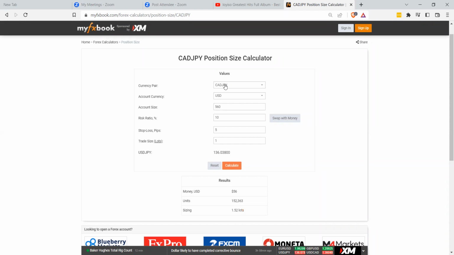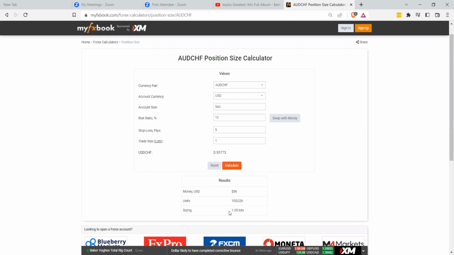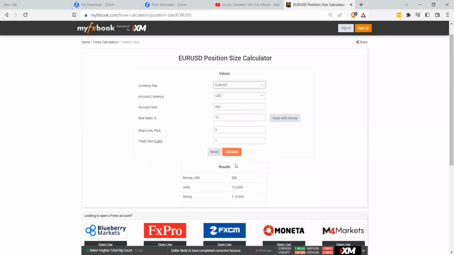If you change the currency pair, for example, this is CAD JPY, right? CAD JPY is giving us 1.52. If you change the currency to, let's say, AUD CHF, for example, click on calculate. You see it has changed from 1.52 to 1.05. All right. So if you use different currency pairs, it will give you different values. If you are trading Euro USD, okay, you can see it's now 1.12. If your stop loss is higher, let's say your stop loss is now 20 pips, it's going to change. It's now 0.28. All right. So you just want to input all of those details according to your trading entry, put it here. And then when you click on calculate, it is going to give you the right lot size.